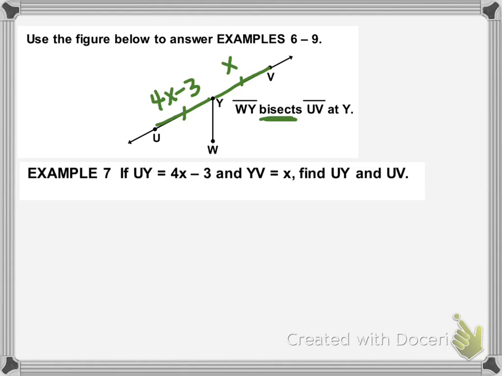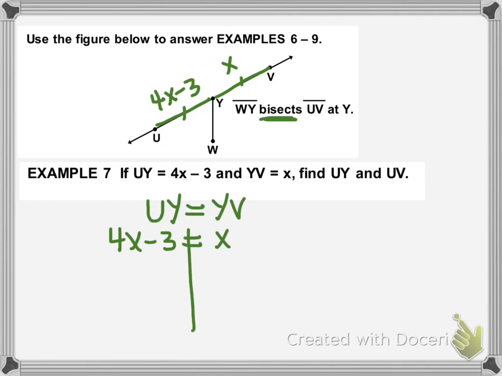So based off the relationship in my picture, I know that UY equals YV. So we can replace those with their expressions. UY is 4x minus 3, and YV is x. So let's go ahead and solve this equation. We need to get our x's on the same side. I would like to move my x's to the right. It's up to you. You can move them to the left if you'd like.